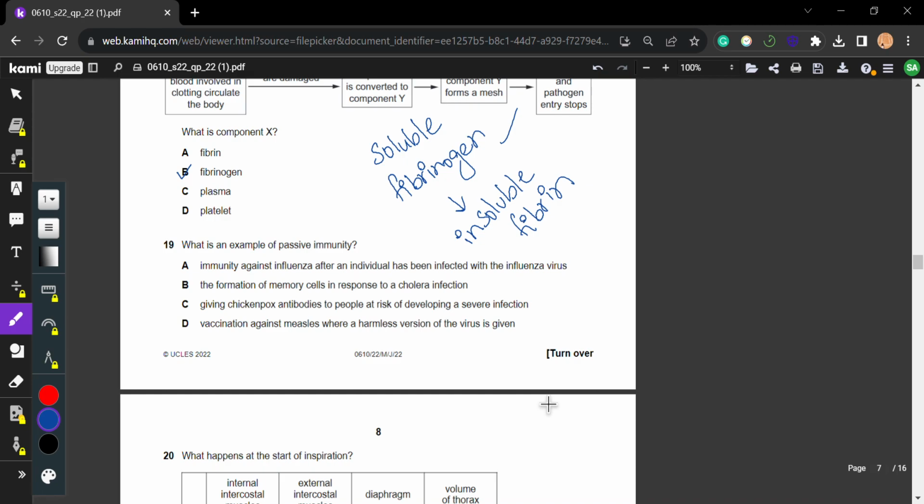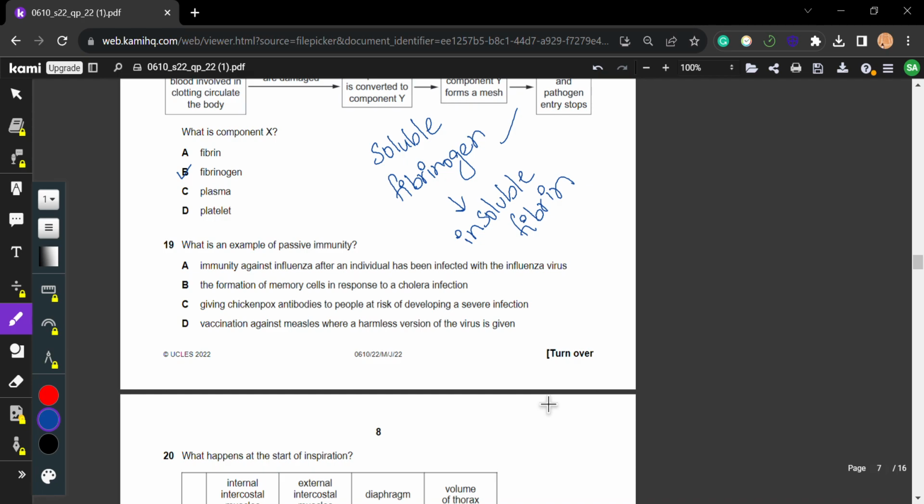B, the formation of memory cells. No, I just explained that. C, given chickenpox antibodies. Okay. Now you're giving the antibodies from somebody else, which means your body is not making any antibodies, which means memory cells are not produced because your body actually doesn't have any role in making these antibodies, right? So we're going to say C.